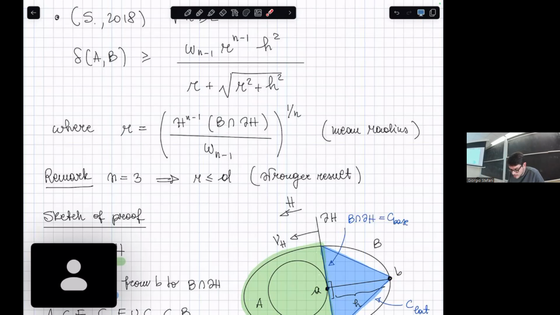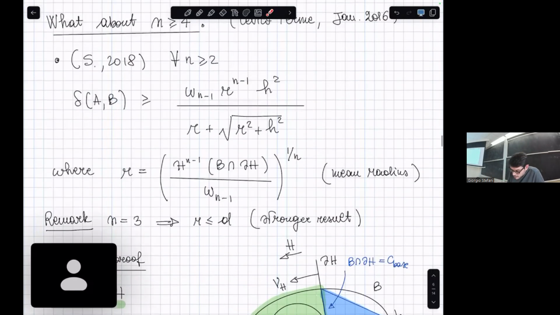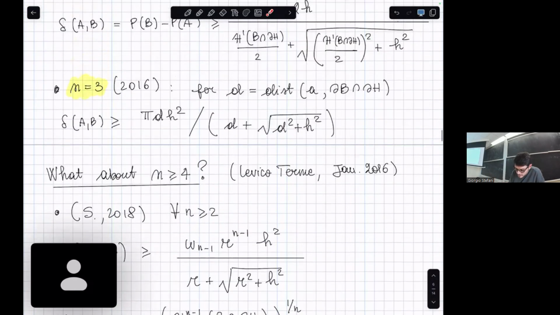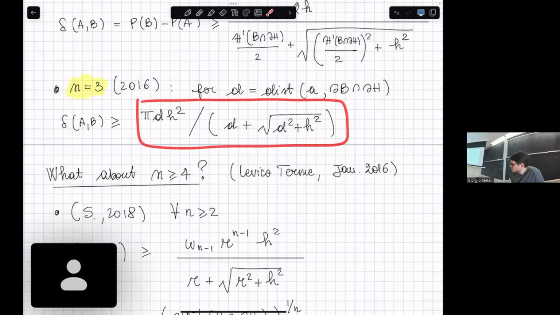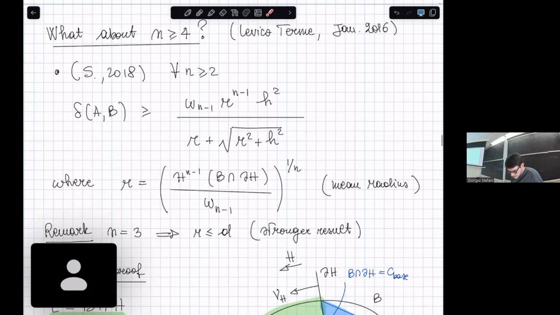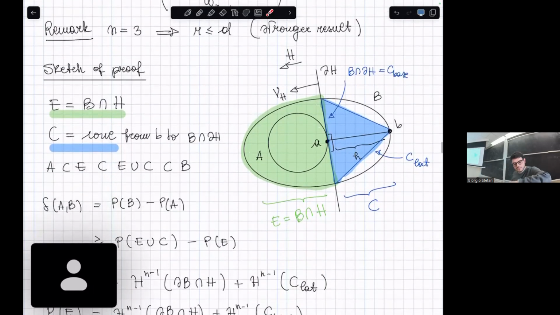This is the mean radius, essentially. And if you go back to dimension 3, what you get is that this mean radius is always less or equal than the distance from the point A to the boundary. And this implies, once you study a little bit this function here with respect to R, as well as this function here with respect to D, that this will improve the result in dimension 3. And this inequality is usually strict. Okay. Sketch of proof, we'll try.